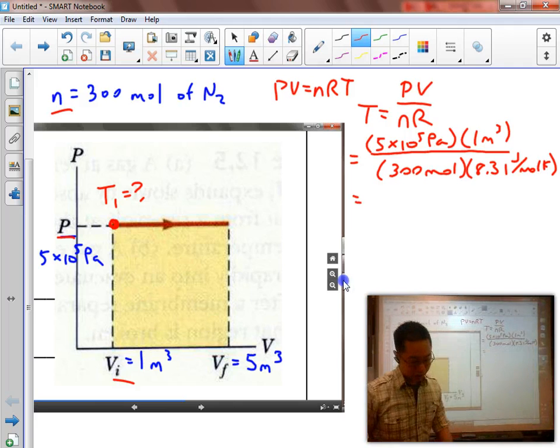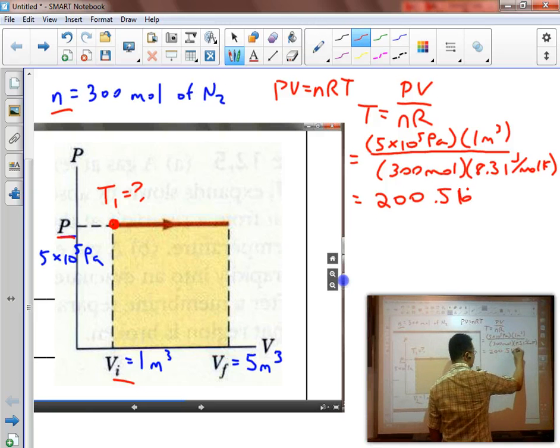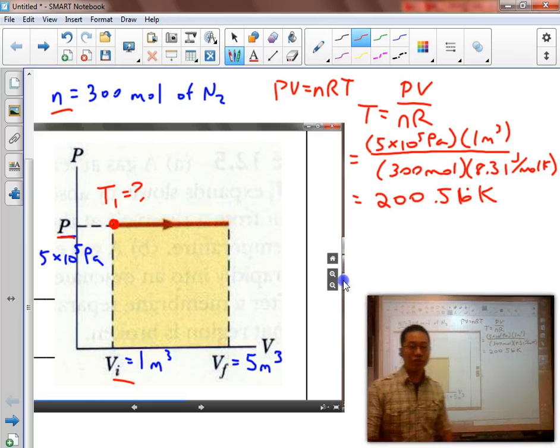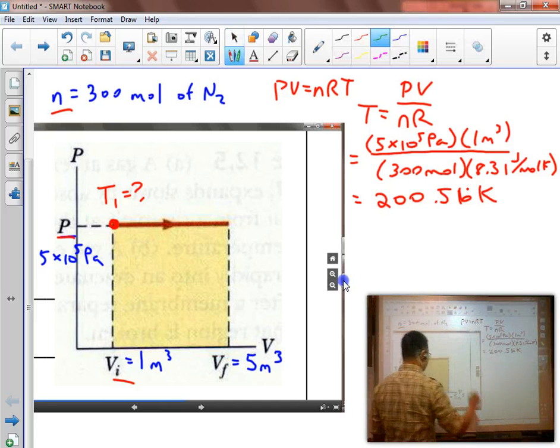If I plug that all in, I end up with 200.56 Kelvin. Okay, so that's just a basic way of solving for the temperature, knowing the number of moles at any point on a PV graph. But what if I want to know the temperature now at the second location?